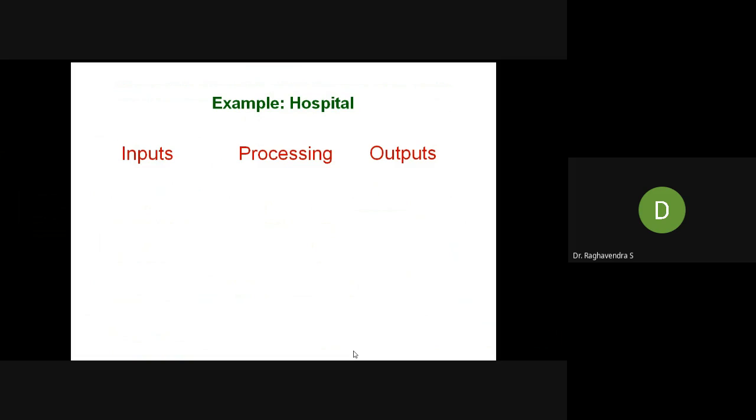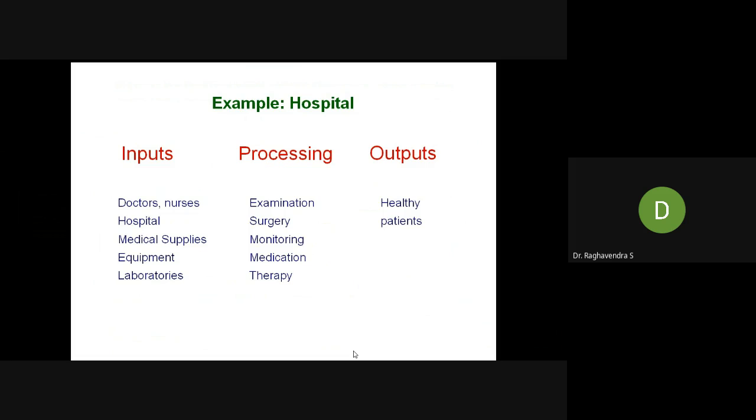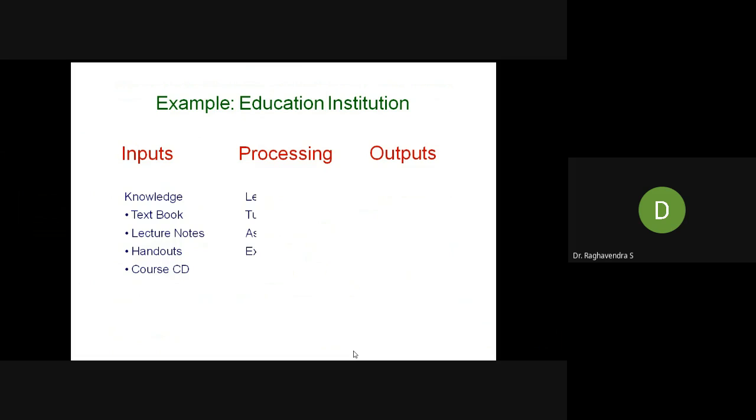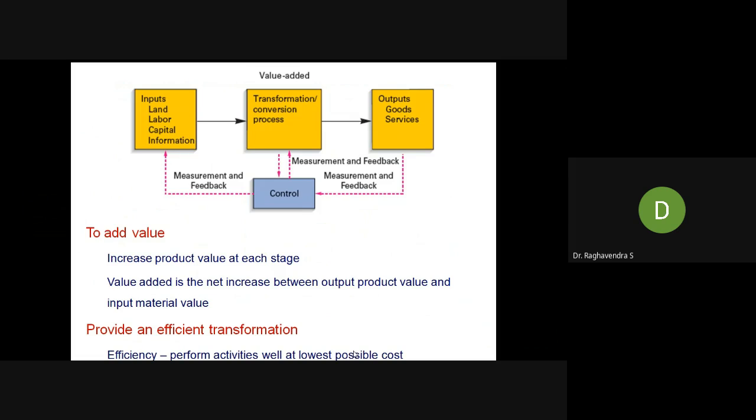Similarly, you take a hospital as an example. The inputs are doctors, nurses, medical supplies, equipment, laboratories. Processing: you will examine the patient, you do some surgery, you do some therapy, all these things. Finally, the output is a healthy patient. Like this, we can give a number of examples, maybe an educational institution, something like this.